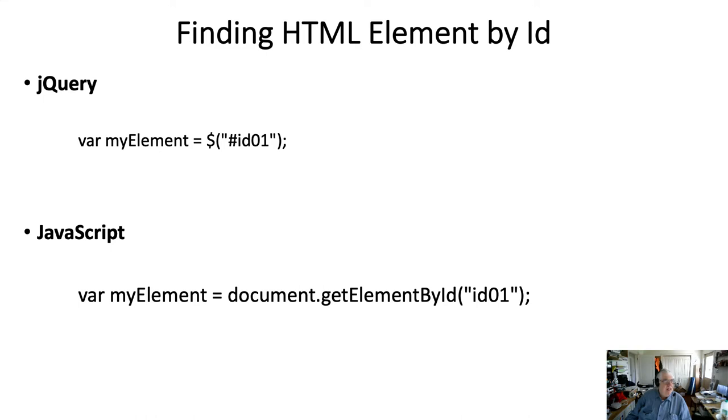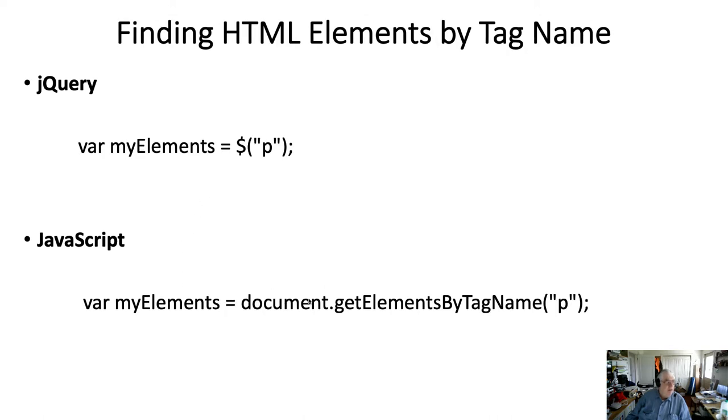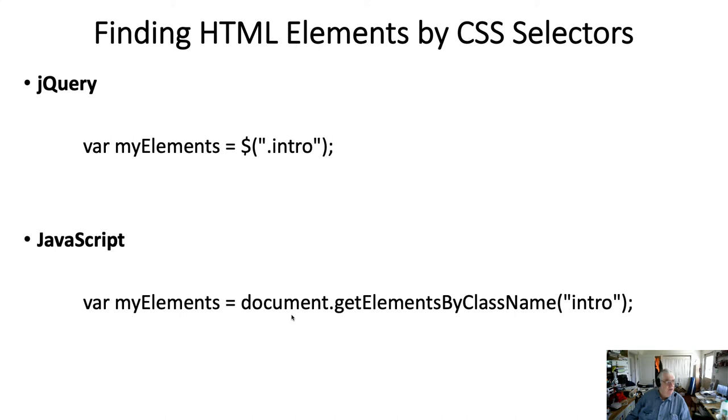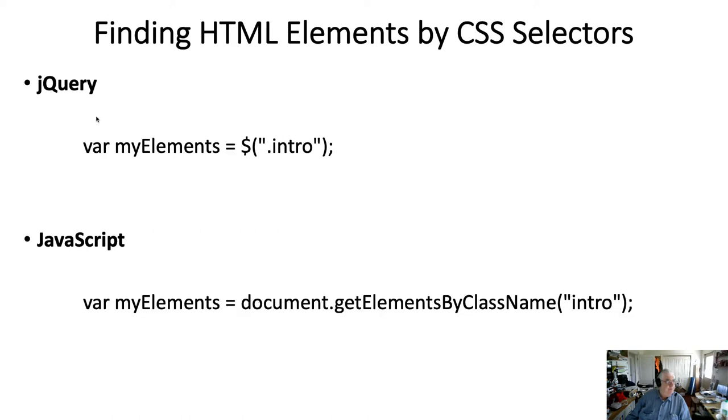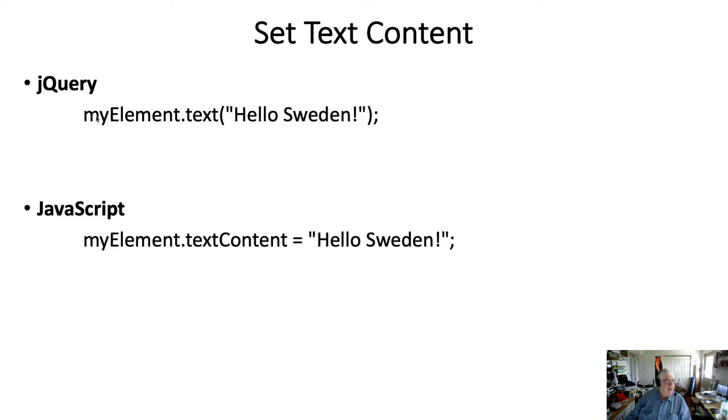If you're trying to find an element by ID in jQuery, you would use this syntax. In JavaScript, you would do it that way. If you're trying to find it by name, you'd use that syntax in jQuery versus this syntax in straight JavaScript. You would do cascading style sheets this way in jQuery versus this way in standard JavaScript. If you're trying to set content in jQuery, you would use this syntax, while in JavaScript you would use that syntax.